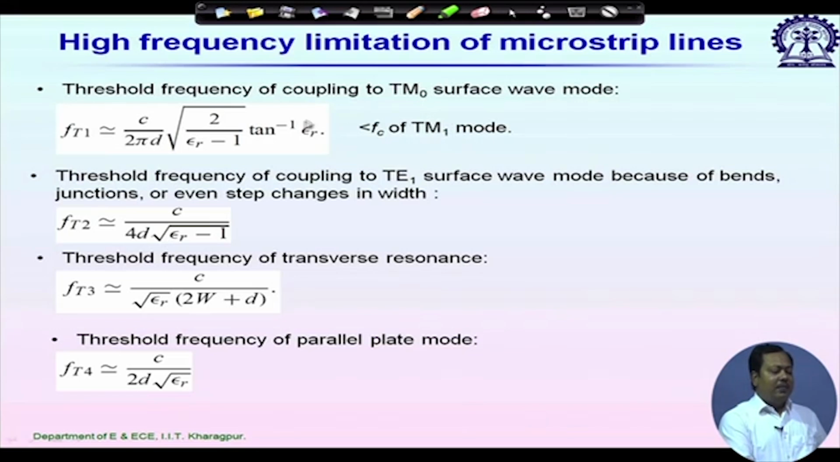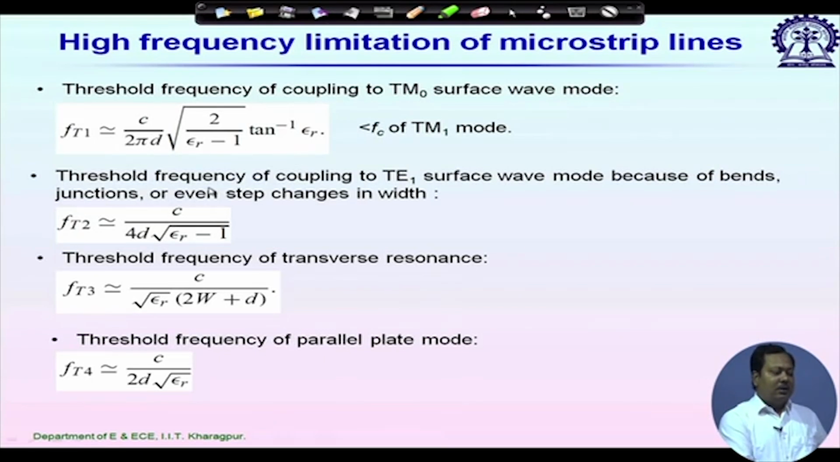So the first limitation comes from the cutoff frequency of the TM1 mode, which is given by this equation Ft1. Approximately this is equal to c by twice pi d, where c is the velocity of light in free space, d is the thickness of the substrate, and epsilon r is the dielectric constant of the substrate. Once we know the substrate parameters, we can calculate what Ft1 would be for that given substrate.